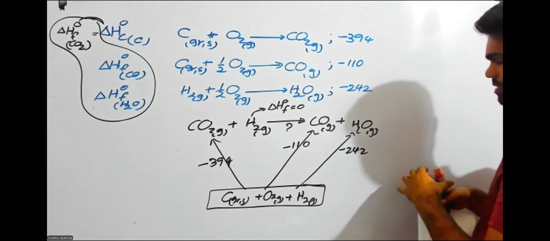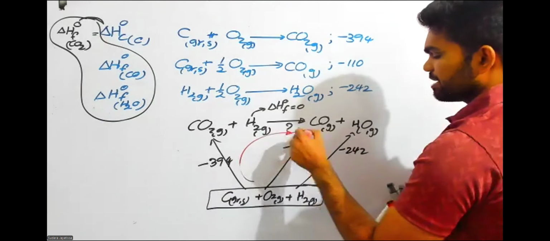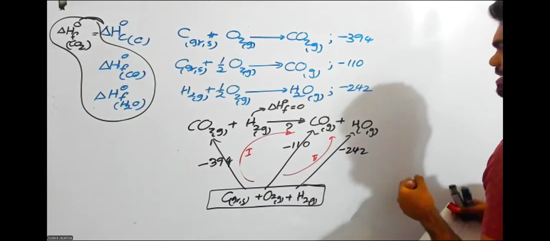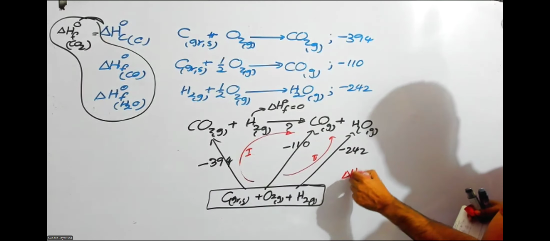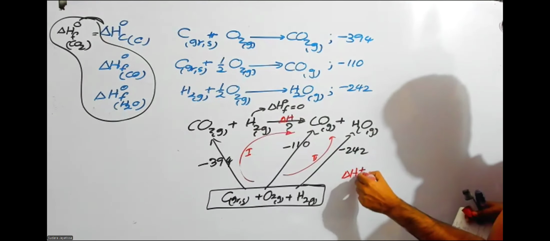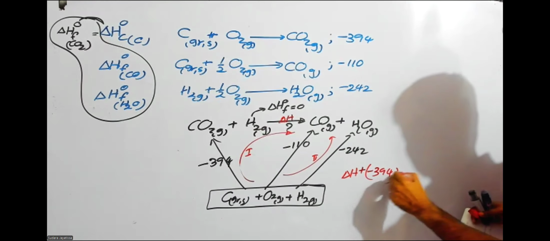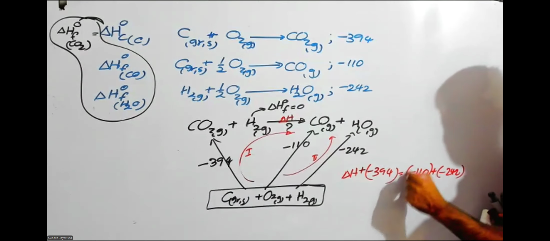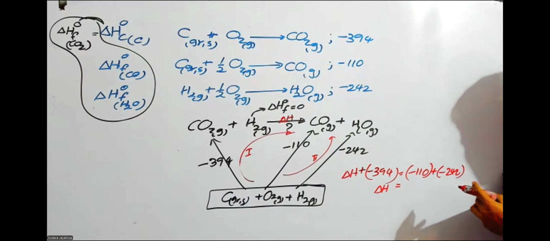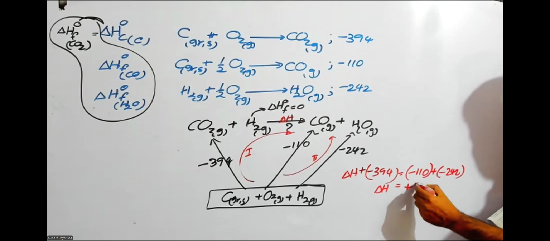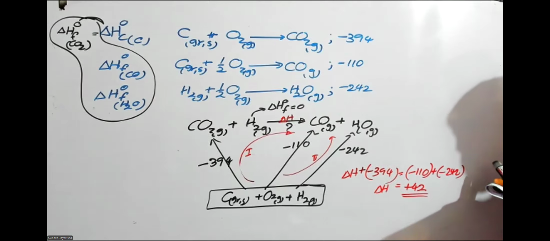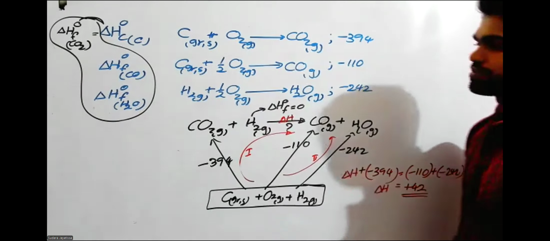So now you can apply Hess's law. This path enthalpy change sum is equal to this path, path 1, path 2. So according to Hess's law, let's say this one is delta H. Delta H plus minus 394 is equal to minus 110 plus minus 242. So if you simplify, you will get this answer they have given, plus 42. You have to be careful with the simplifications, because there's a minus 42 also. Understood?